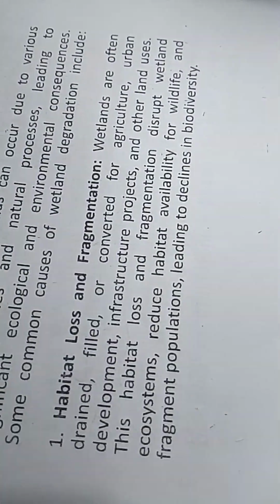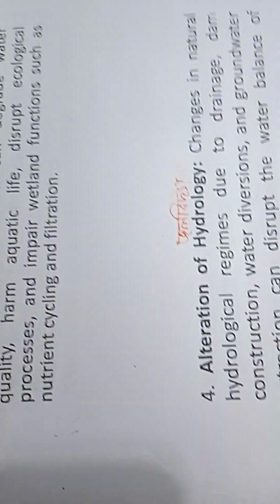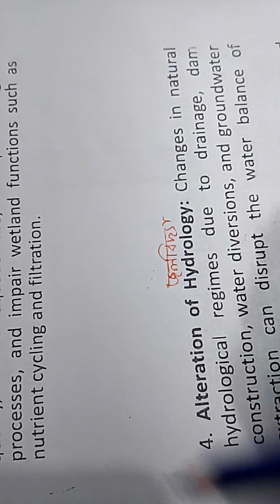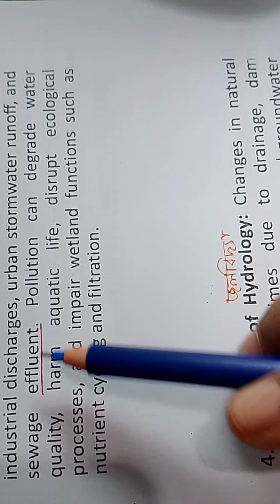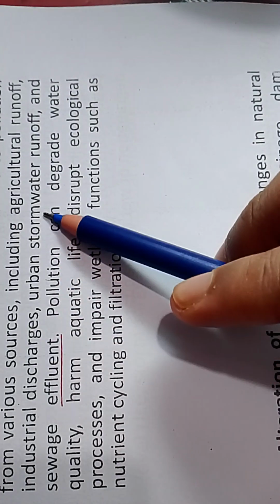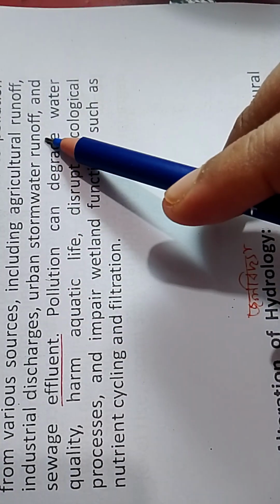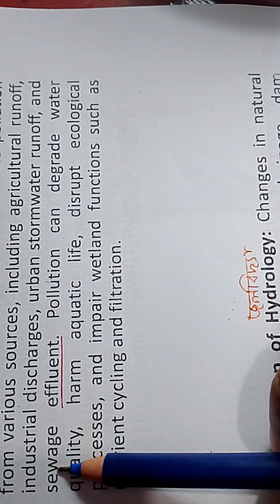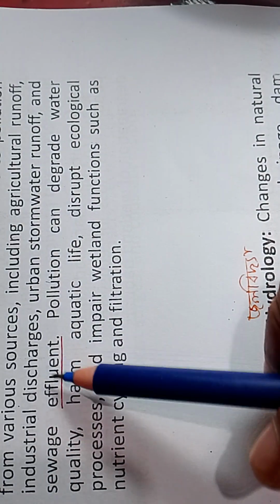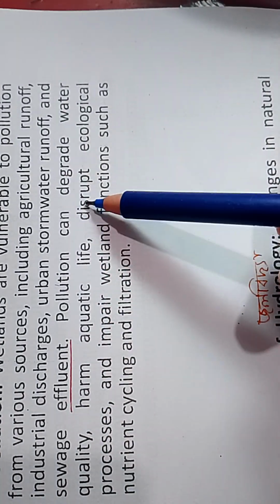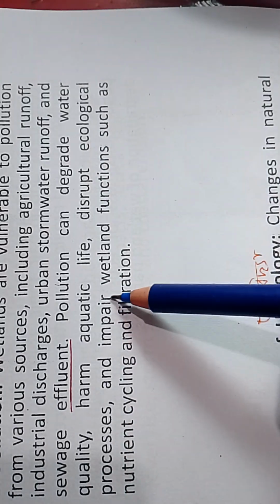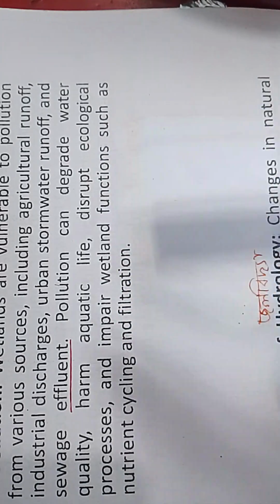Two, pollution. Wetlands are vulnerable to pollution from various sources, including agricultural runoff, industrial discharge, urban stormwater runoff, and sewage effluent. Pollution can degrade water quality, harm aquatic life, disrupt ecological processes, and impair wetland functions such as nutrient cycling and filtration.